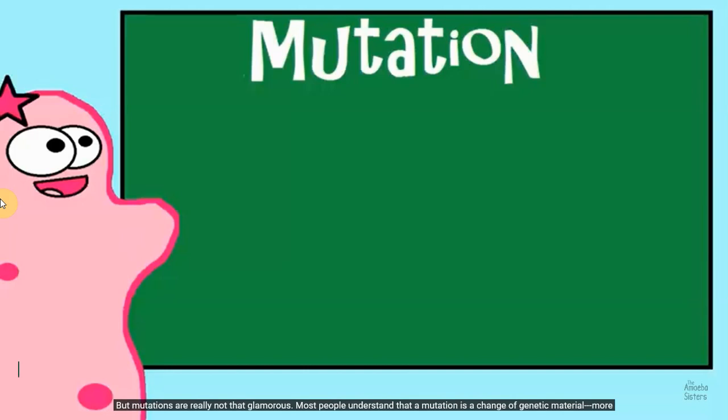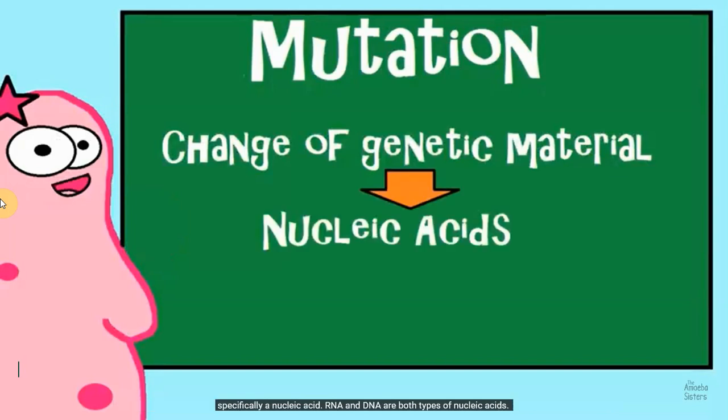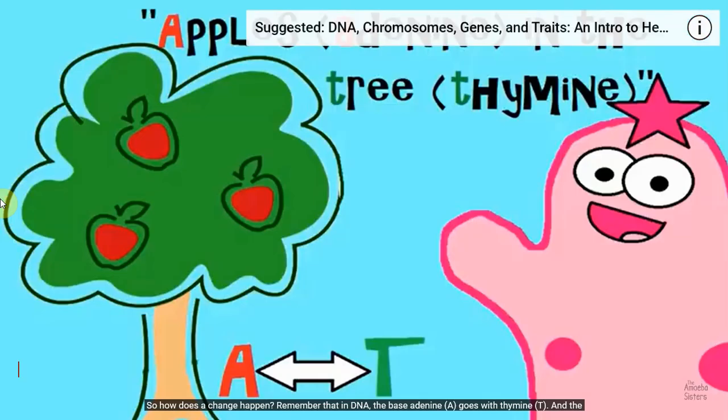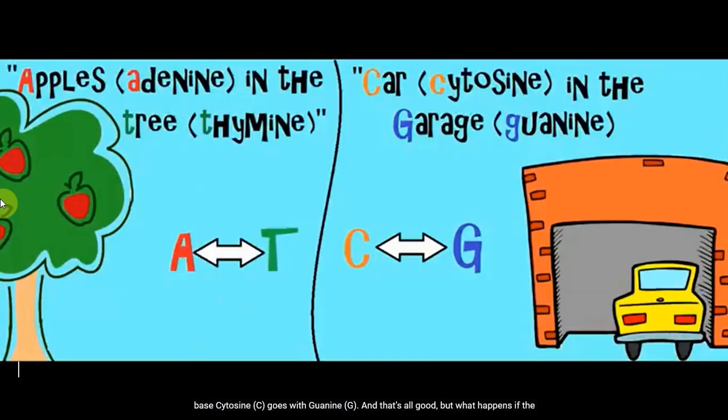Most people understand that a mutation is some kind of change. It is a change of genetic material, and more specifically, a nucleic acid. RNA and DNA, they're both types of nucleic acids. So how does a change happen? Remember that in DNA, the base adenine A goes with the base thymine T, and the base cytosine C goes with the base guanine G. And that's all good, but what happens if the wrong base matches up?